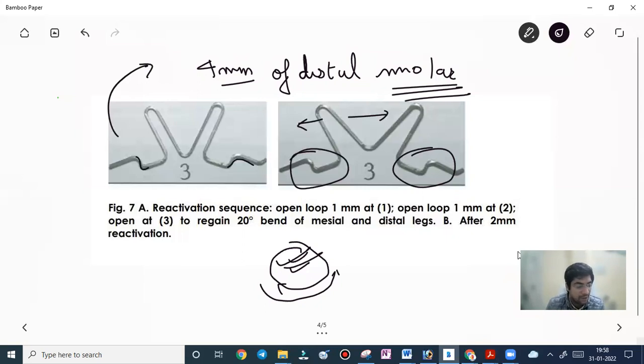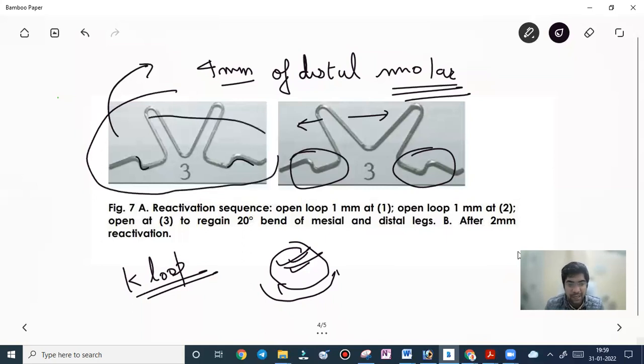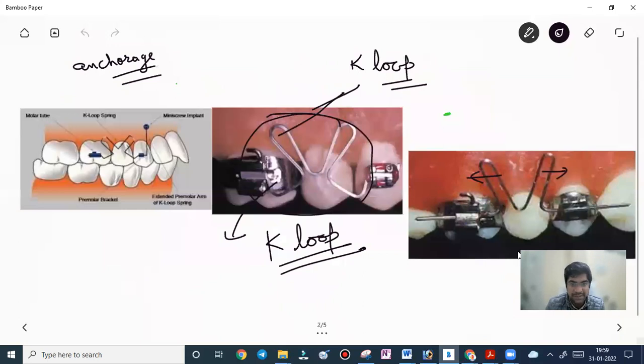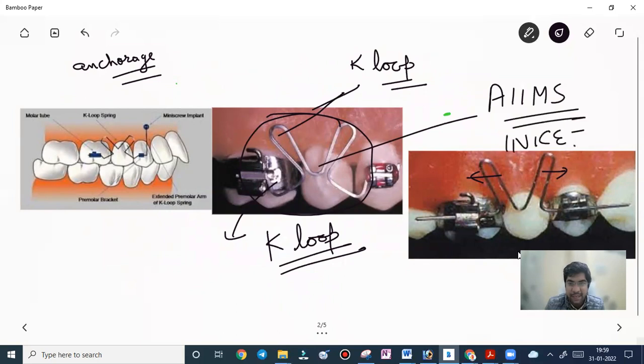So this was all about the K loop. It is important, as per your NEET entrance exam, there was a question asked: identify this appliance. We have discussed that the appliance is the K loop. This figure was asked in your AIIMS INI-CET exam. Identify this. So remember it for your updates.